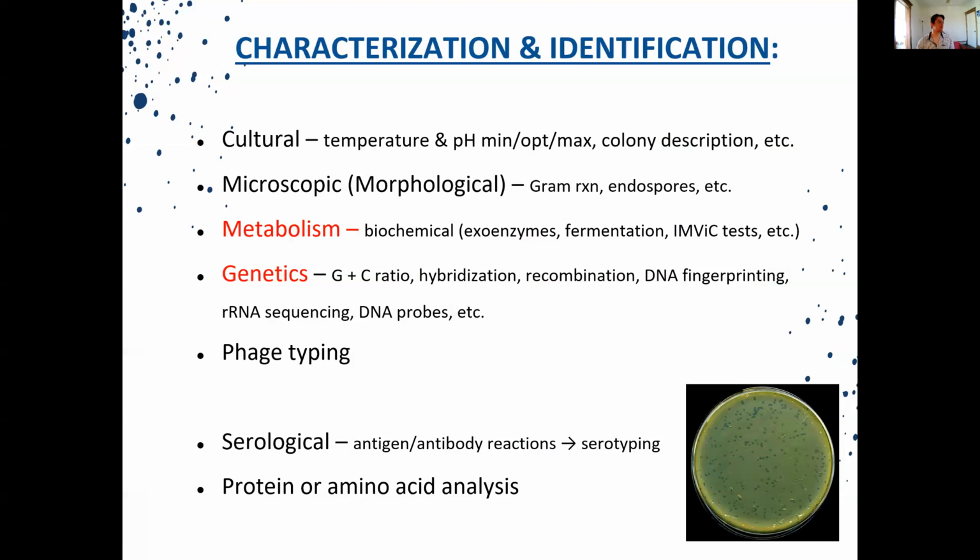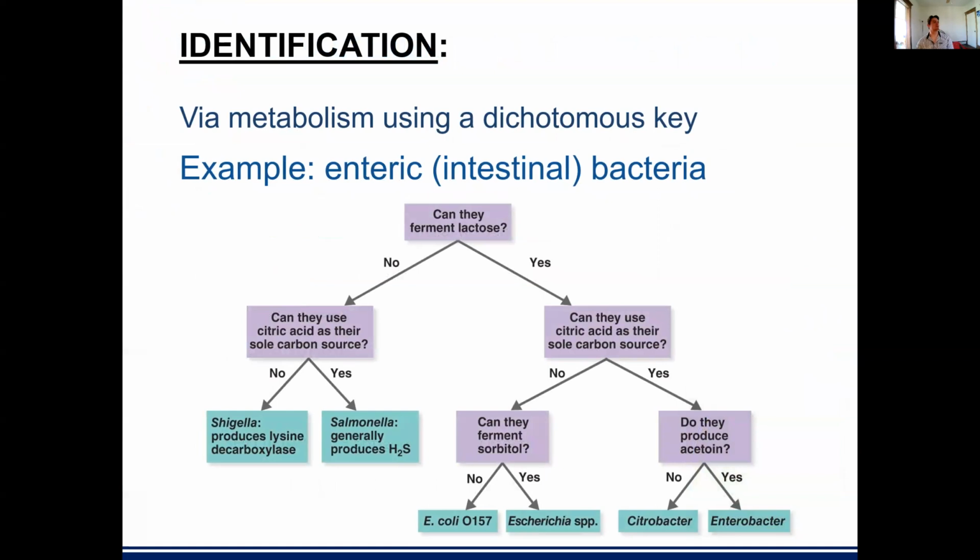And some other things, you can also use serological methods using antigen and antibody reactions. This is also called serotyping. And we can also do some protein and amino acid analysis. I'm not going to go into much more detail because we've already used quite a bit of time here.